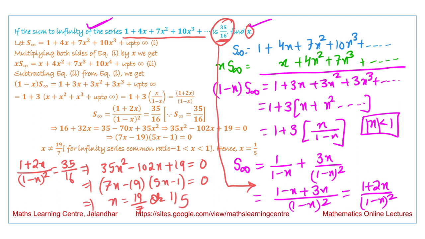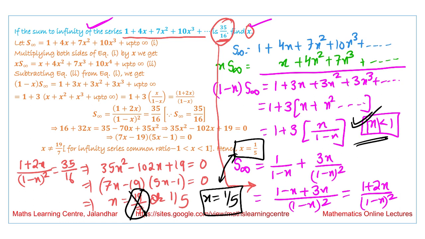Now the value of x cannot be equal to 19/7, because this series is convergent only when |x| is less than 1. So the value of x we obtain is equal to 1/5. So this is the value of x that we obtain.